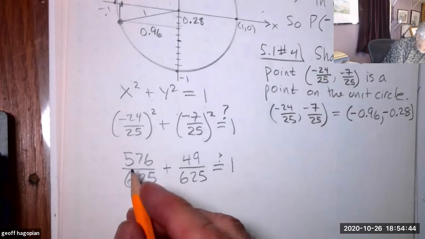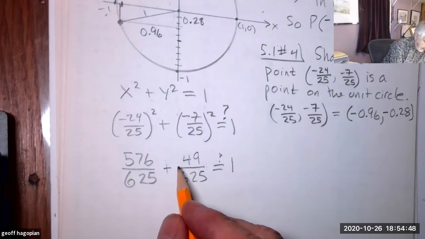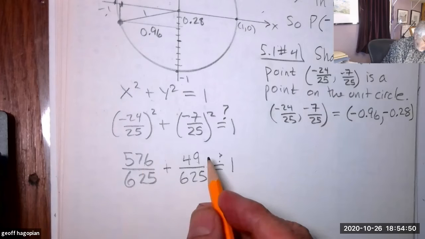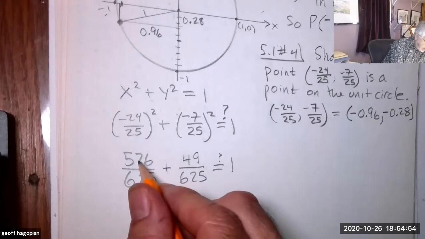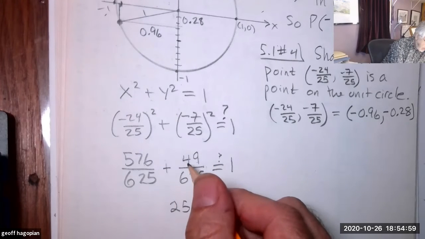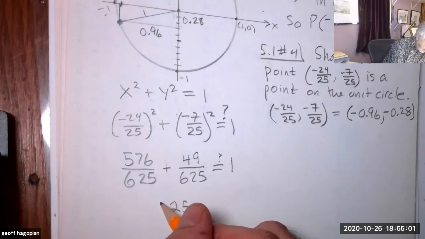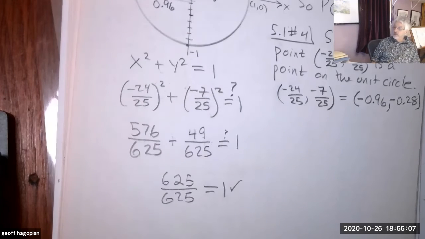And sure enough, these add up to 625. Do you see that? 9 and 6 is 15. Put down the 5, carry the 1, 4 and 7 is 11, plus the carry is 12, and then carry to get 625 over 625. And yes, that's 1. So yes, that's a point on the unit circle.